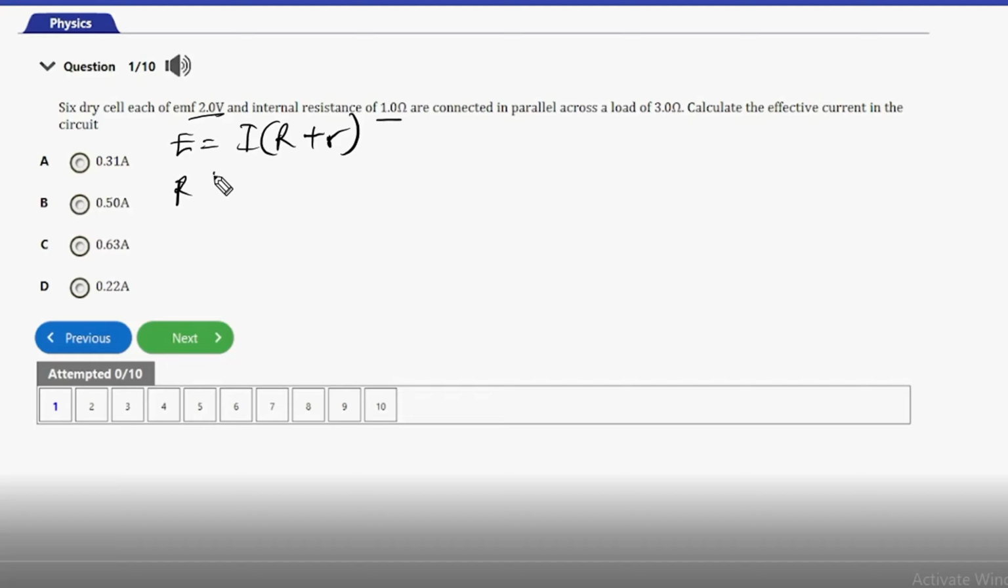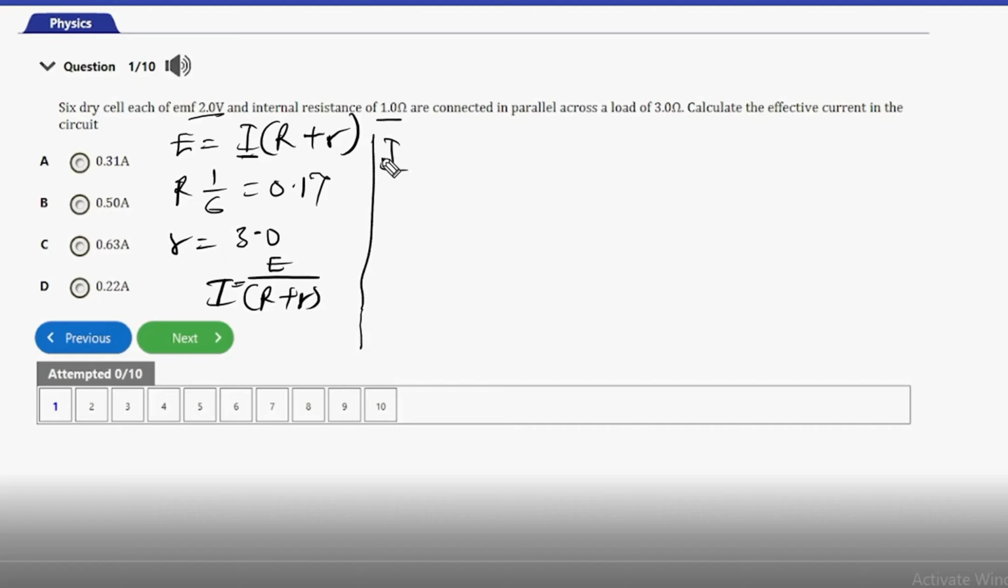That's for this, we're going to have 1/6, and that's 0.17 here. So in this case, R here, which is the load resistance, is going to be the 3.0 ohms. So now that we've gotten all these, we are just going to make I the subject of this equation, and then we'll get the effective current.